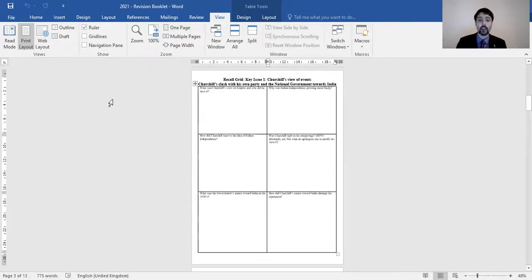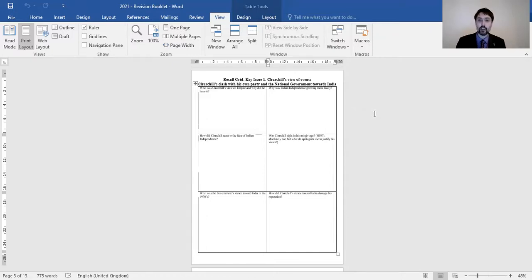The next one is Churchill's clash with his own party and the national government towards India. Now, the national government at this point, you've got to bear in mind, is later on. India, we mashed together, if you recall, when we did the notes. So we start in 1930, we go right the way through the Government of India Act, we go right the way through the Roundtable Conference, that's the RTC in case you're looking at your notes, and then we continued into the Second World War to talk about things like the Bengal Famine.